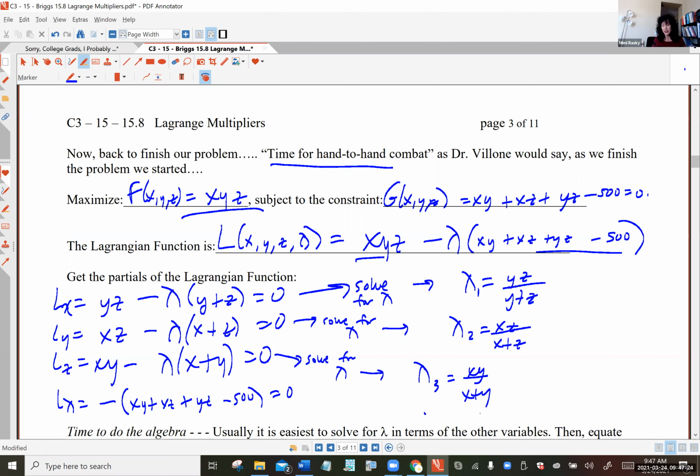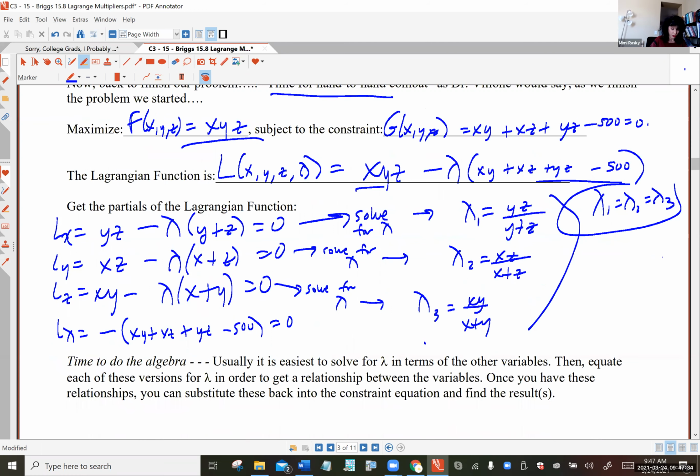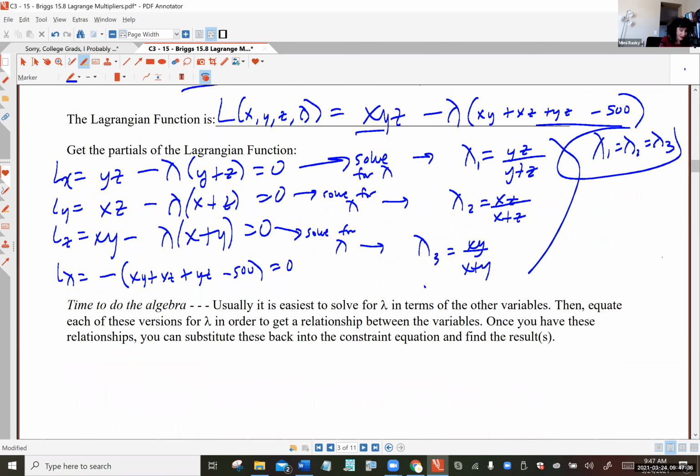Now what? Now these lambdas have to be the same, folks. It has to be true that lambda 1 and lambda 2 and lambda 3 are all the same guy. You can't have different lambdas. Well, then what? How about if I set the number 1 lambda equal to the number 2 lambda? What the heck? Okay, let's just try it.